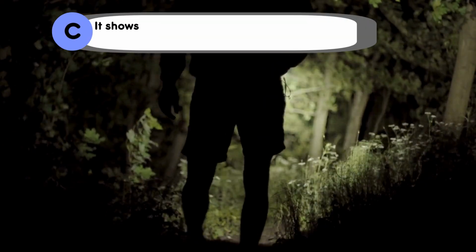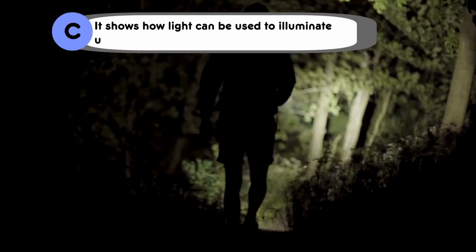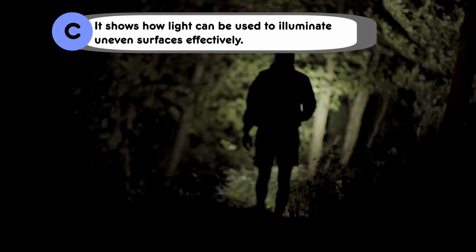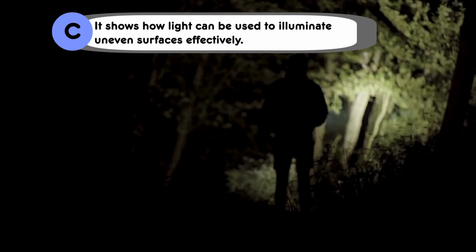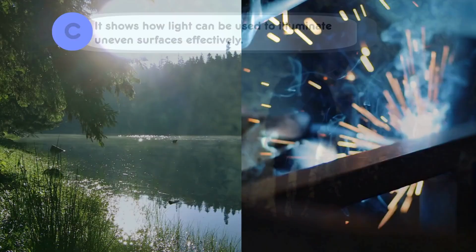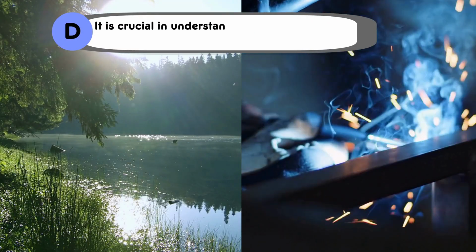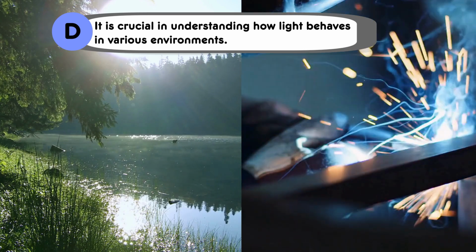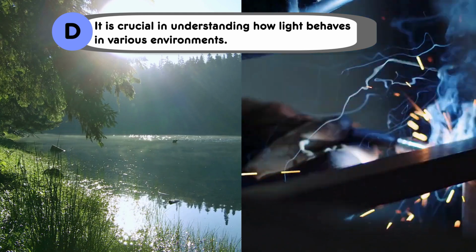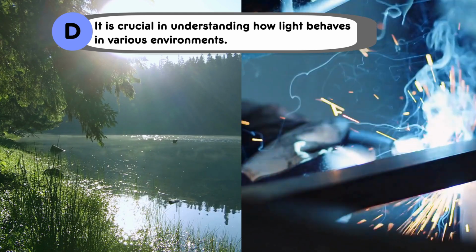Answer choice C. It shows how light can be used to illuminate uneven surfaces effectively. Here's your quick tip. Consider how light scattering on rough surfaces can be utilized in lighting design. Answer choice D. It is crucial in understanding how light behaves in various environments. Here's your quick tip. Think about the broader implications of light behavior in both natural and artificial settings.